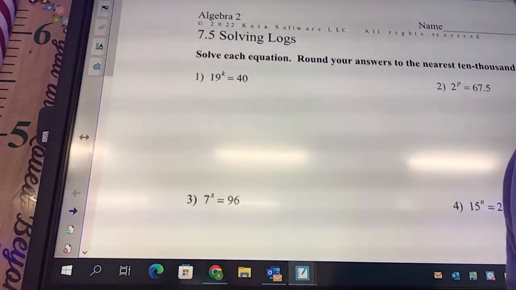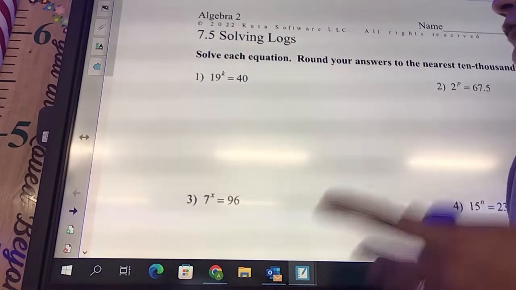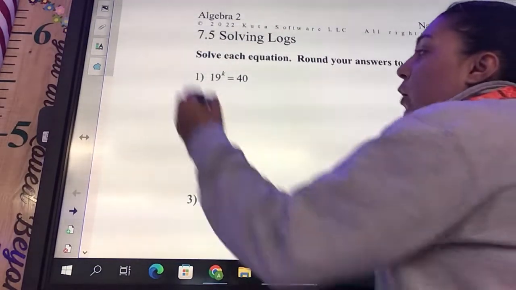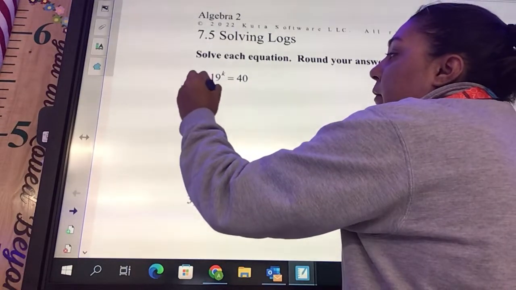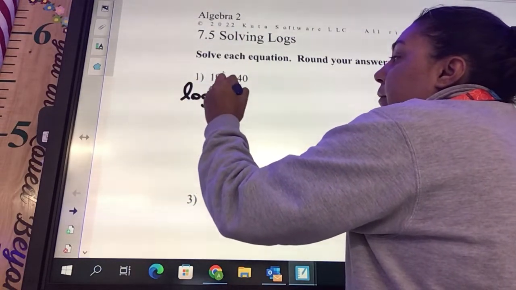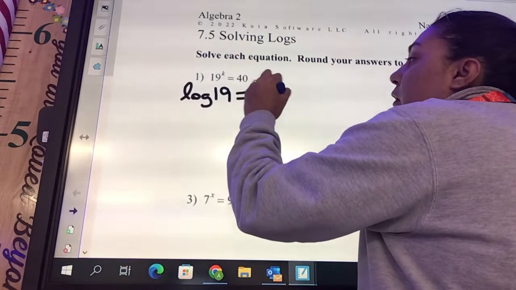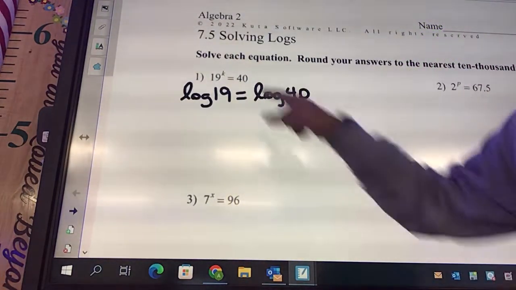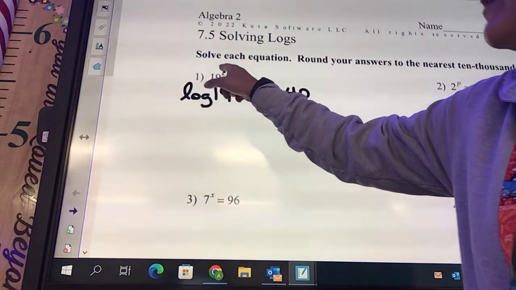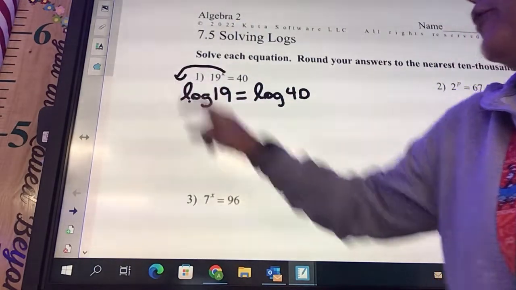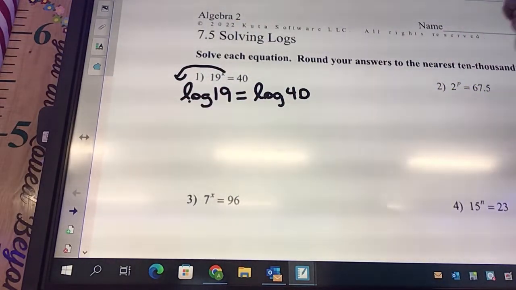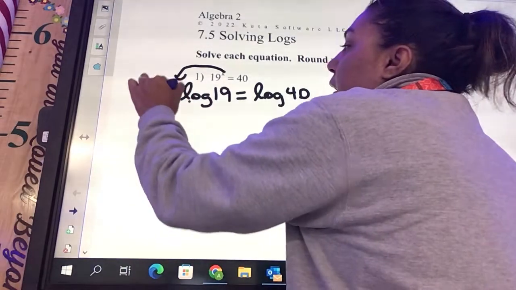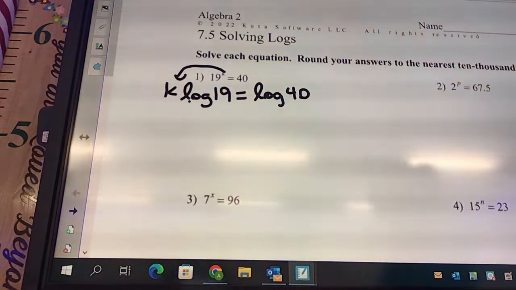And when you take the log, just like math, we have to do it to both sides. So we're gonna say log of 19 to the K equals log of 40. And when we take the log, what that does is make the K move all the way out to the front as a big K, okay? And so really, you're gonna write it like that, okay?